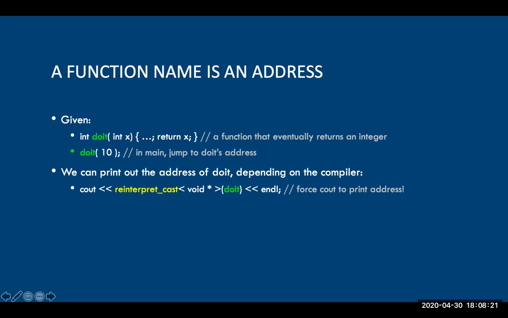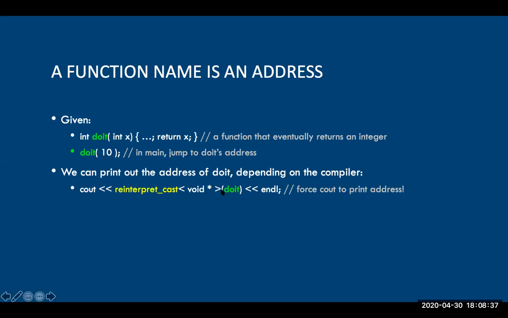My key point here is really that at the end of the day, a function is just a kind of address. It's a slightly special address. It's not a pointer. It's actually known to be a function. But we can force the name of a function.